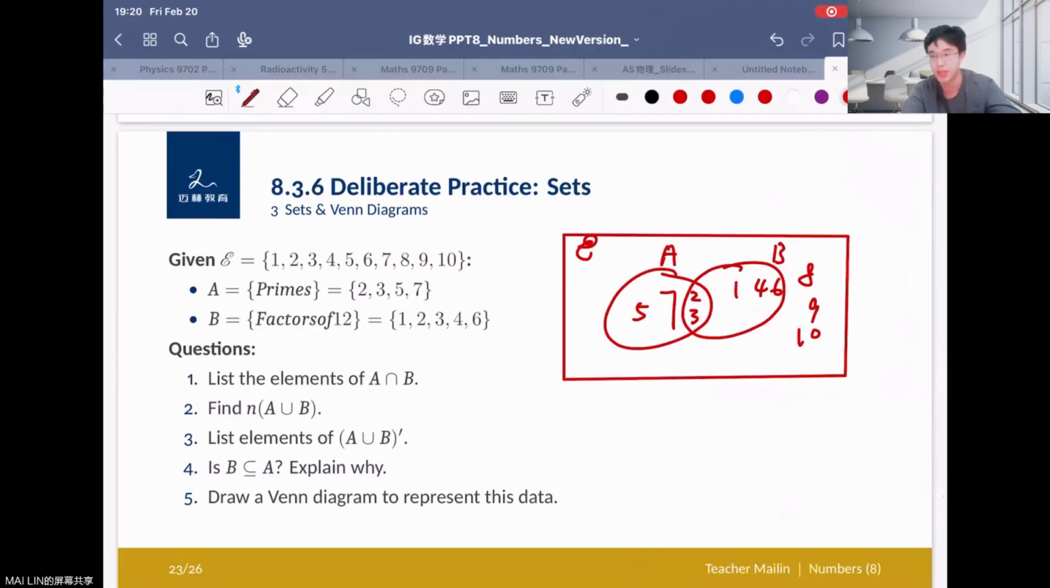Okay, I hope you can understand how to draw a Venn graph and how to represent data. They are very important for you to understand and master, okay? So that is our lesson for today. I hope you can do some other deliberate practice after the class and try some IGCSE past papers. Okay, so that's for today's lesson. See you next time. Bye.